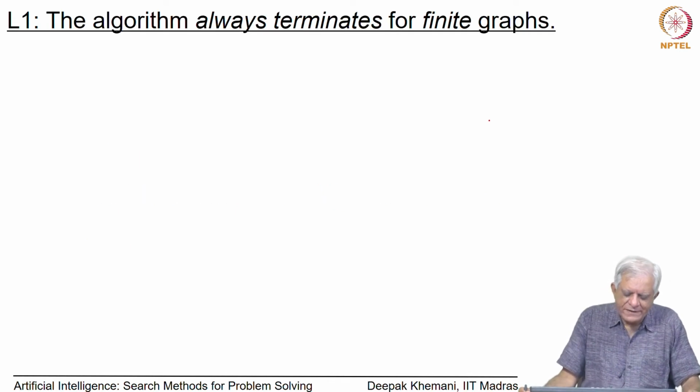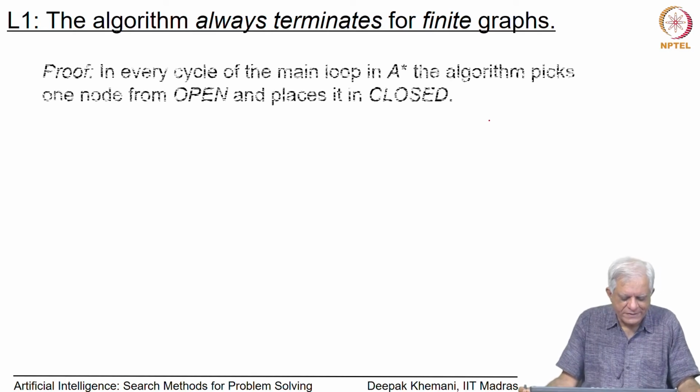Lemma 1 says that the algorithm always terminates for finite graphs. Now, this is not just true for the A star algorithm, it is true for any search algorithm, that if you have a systematic or what we said was complete search algorithm, it will eventually search through the entire graph and it will terminate essentially, and that is what we are saying for A star.